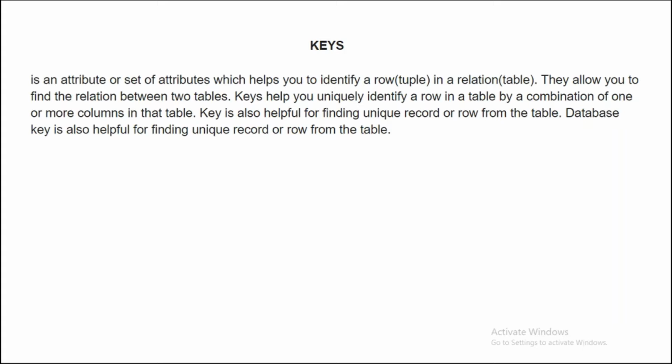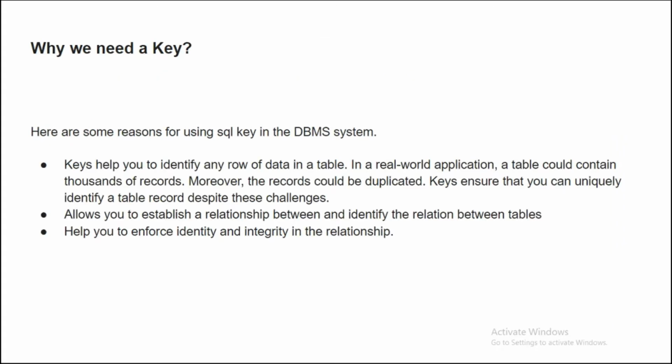Why is a key important? There are a few reasons which we need to understand. If we have a key in a table, we can easily identify a row in a table. Let's say we have thousands of rows in a table and we want to find a single row out of that, how do we do that? For doing that, we need to have a mechanism, and that mechanism we can term as a key. That is one thing.